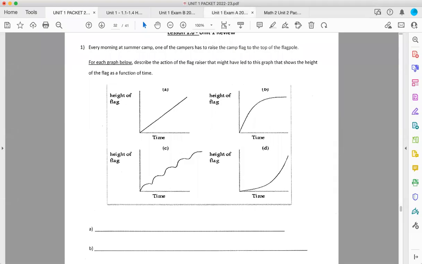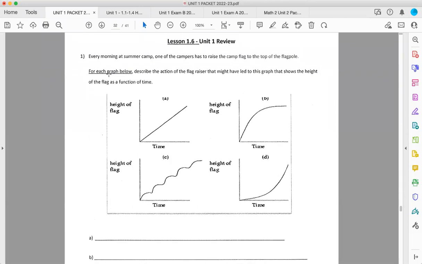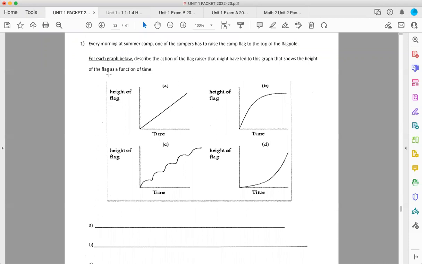Hey guys, so this is a quick review on the unit entirely, and specifically we're starting with 1.6 Unit 1 review. This is in your packet. So the first question says, every morning at summer camp, one of the campers has to raise the camp flag to the top of the flagpole.